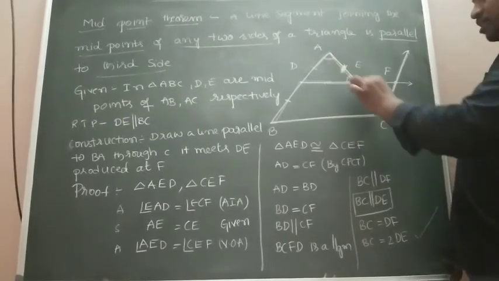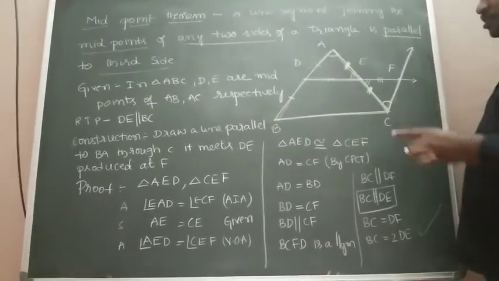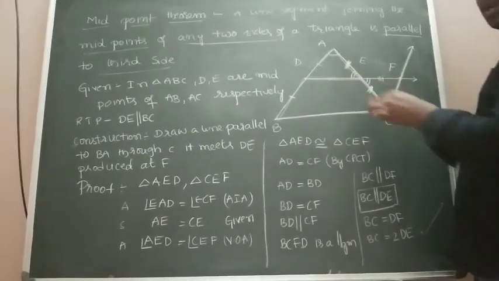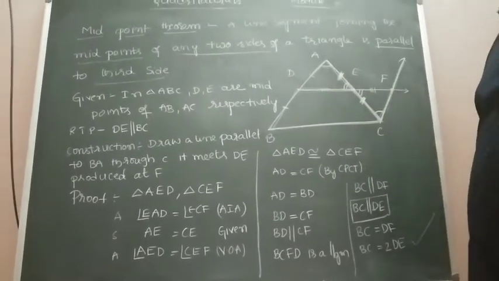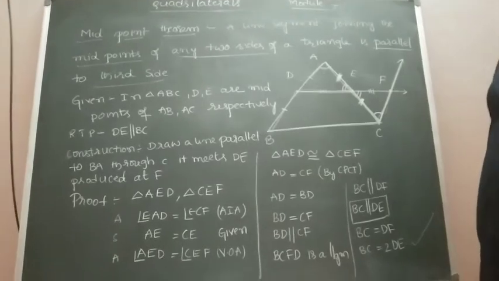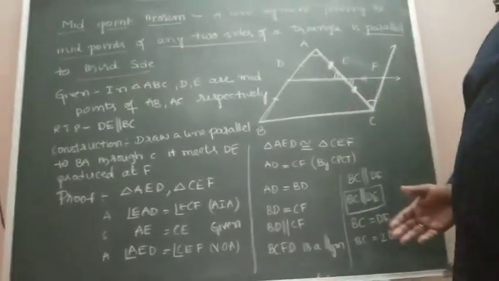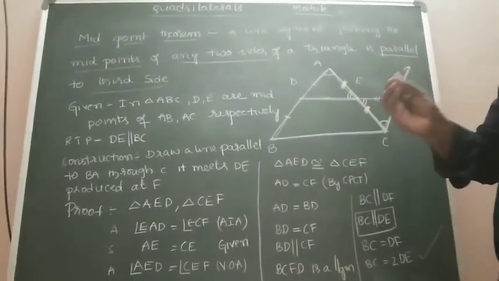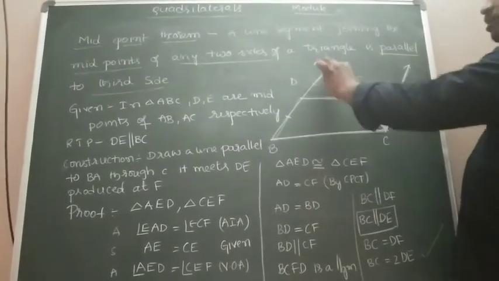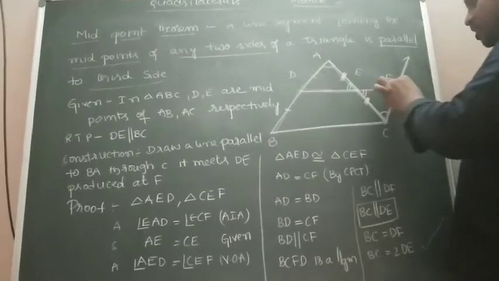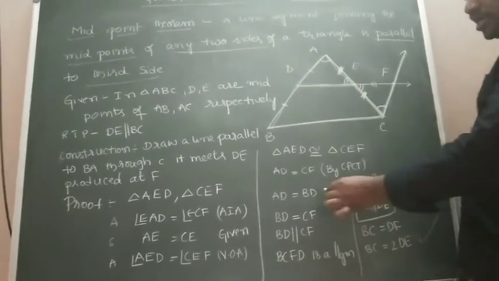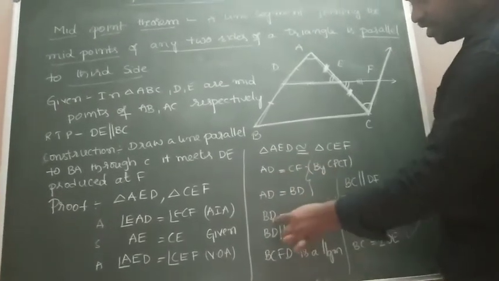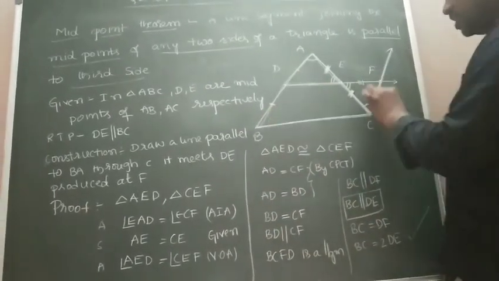And already it is given that these two sides are equal, and these two angles are equal. Why are these two angles equal? Vertically opposite angles are equal. By ASA congruency, both triangles are congruent to each other. If two triangles are congruent, by CPCT, AD is equal to CF. Already it is given AD is equal to BD. From these two, we can write BD is equal to CF.